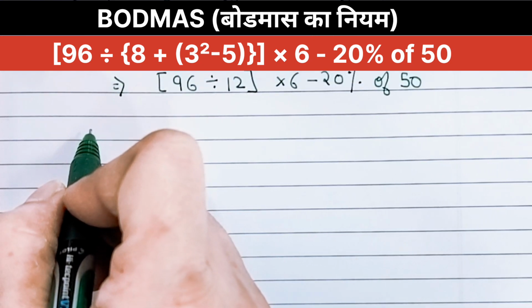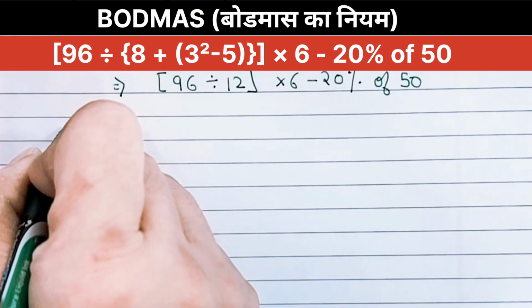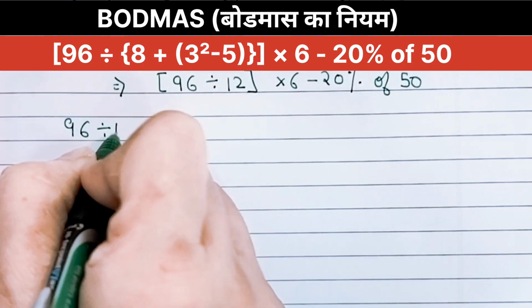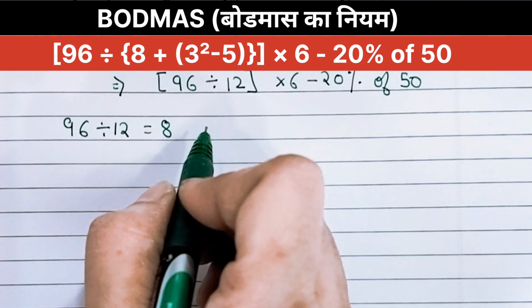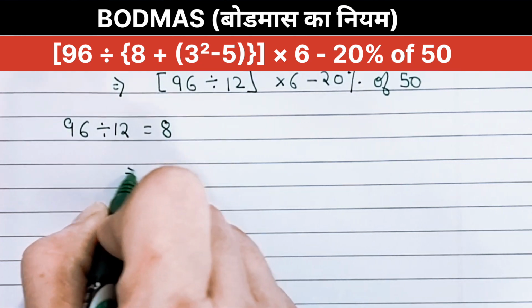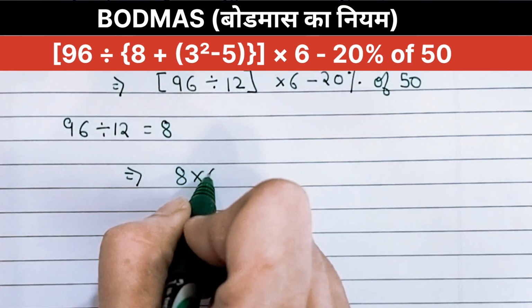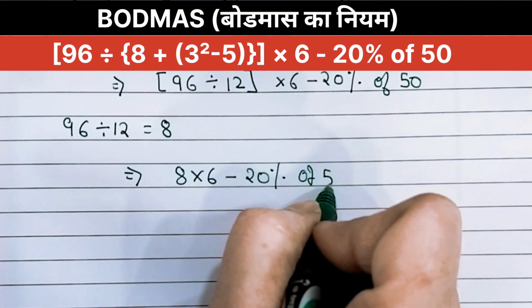Now move to the third step. Solve the square brackets. In the square brackets, there is a division inside. Now first we divide the values. 96 divided by 12 becomes 8. According to this step, this clears the final layer of brackets and simplifies the left hand side of the equation. And now the equation becomes 8 multiply by 6 minus 20% of 50.